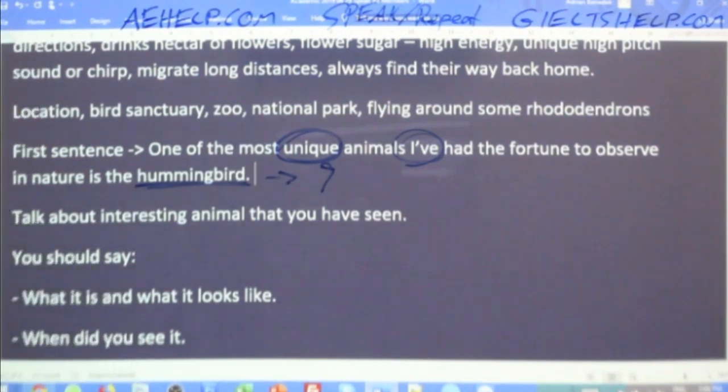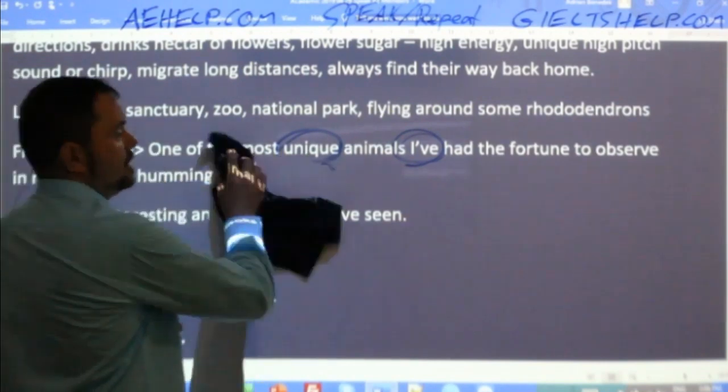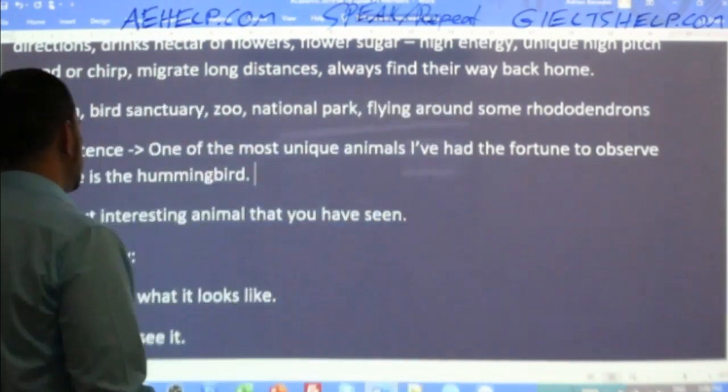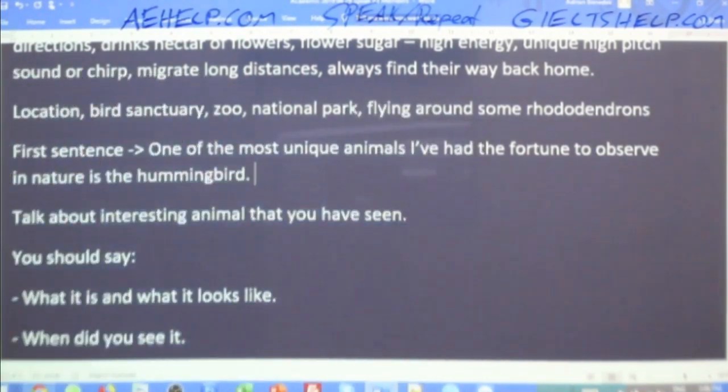All right, so let's continue with this. So my first sentence is, one of the most unique animals I've had the fortune to observe in nature is the hummingbird. Now, clearly, just like with people, it makes sense to describe its appearance firstly. Okay?